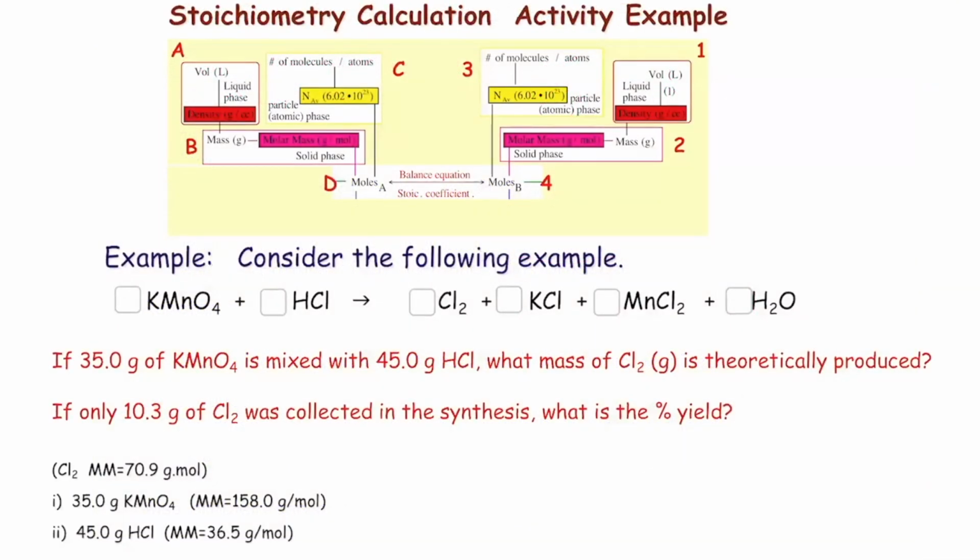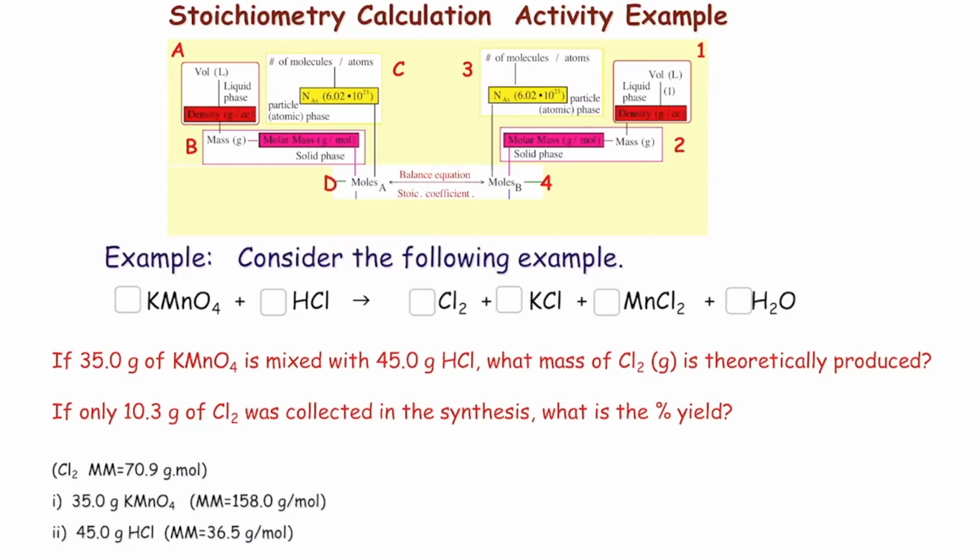Here's a problem that looks intimidating. If 35 grams of potassium permanganate is mixed with 45 grams of hydrochloric acid, what mass of chlorine is theoretically produced? When I say theoretically produced, depending on which chemical is the limiting agent, that's how much chlorine I'm going to produce. So whichever chemical, either potassium permanganate or the hydrochloric acid, gives me the lowest amount of chlorine, that's the answer that's going to solve this problem.